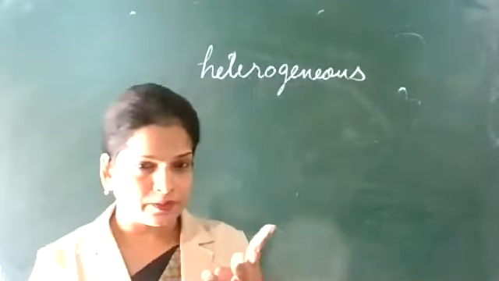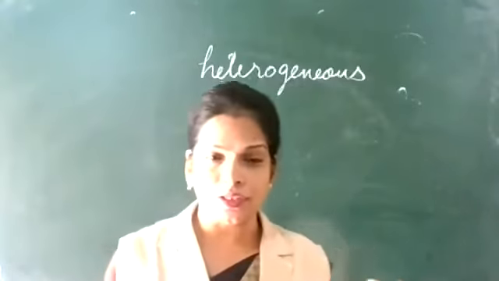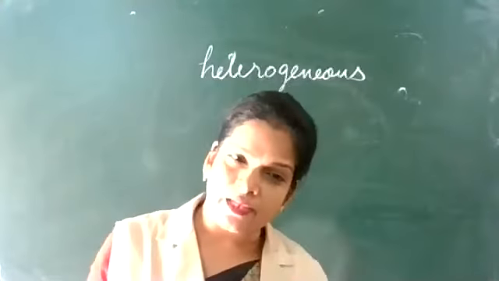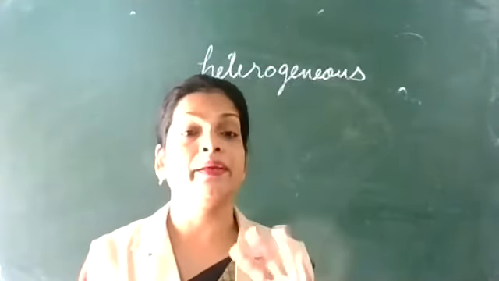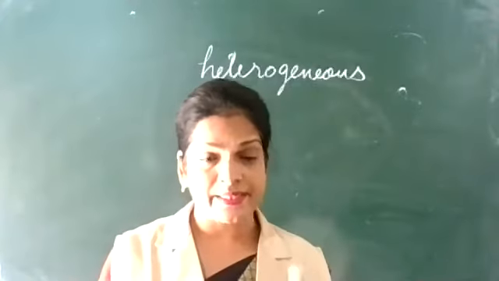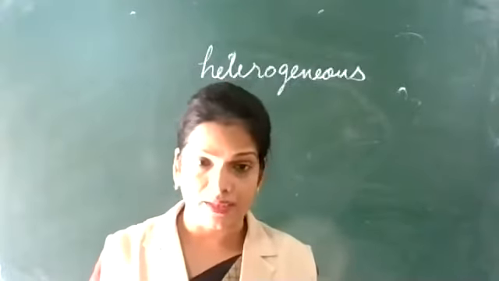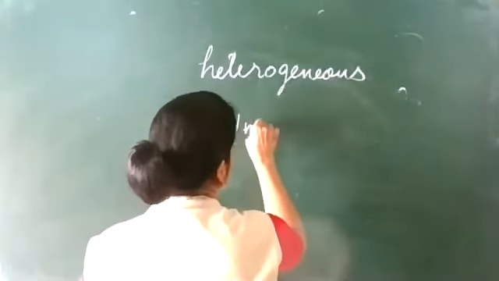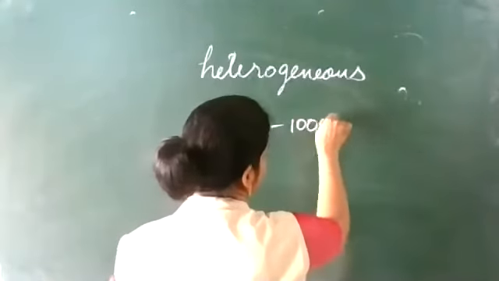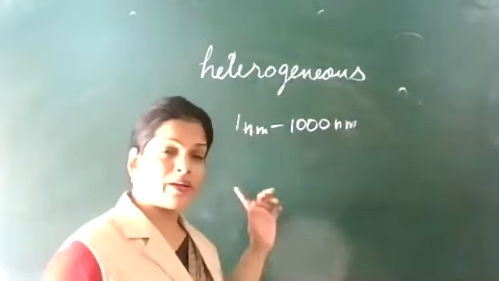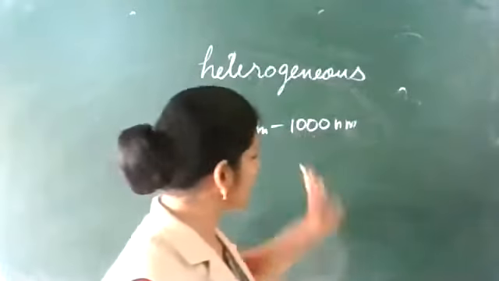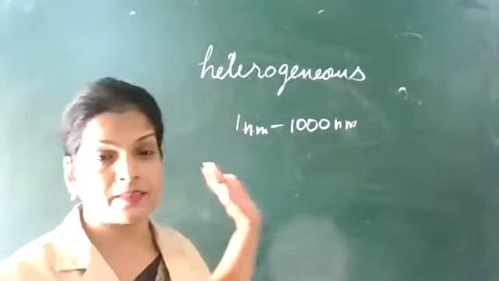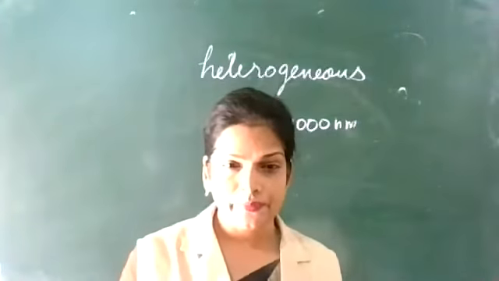You know three types of solutions: one is true solution, one is colloid, and the other is suspension. In a true solution, the particle size is very small. Colloids have a bigger size, meaning their surface area is larger. The colloidal range is between 1 nanometer and 1000 nanometers. If it is less than 1 nanometer, we say true solution. If it is greater than 1000 nanometers, we say suspension.